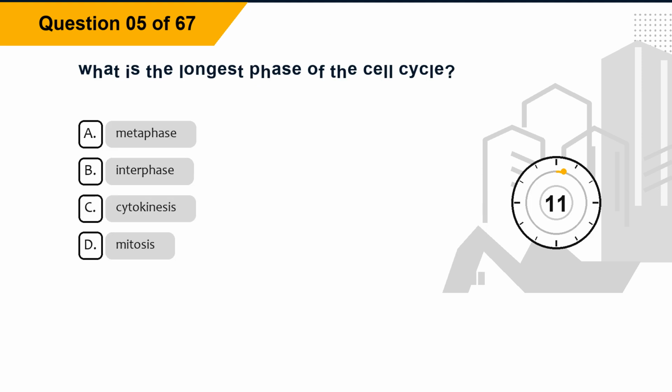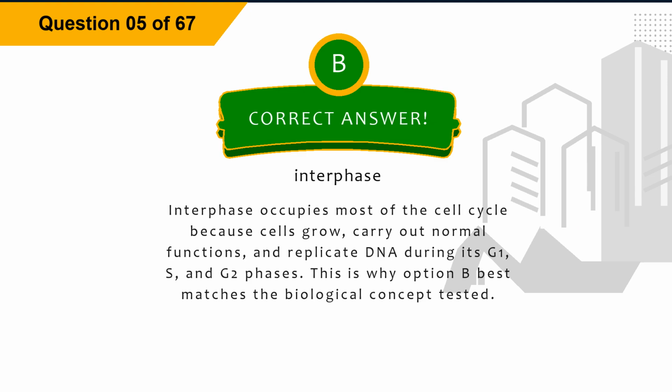Question 5. What is the longest phase of the cell cycle? Option A, metaphase. Option B, interphase. Option C, cytokinesis. Option D, mitosis. The correct answer is option B, interphase. Explanation. Interphase occupies most of the cell cycle because cells grow, carry out normal functions, and replicate DNA during its G1, S, and G2 phases. This is why option B best matches the biological concept tested.